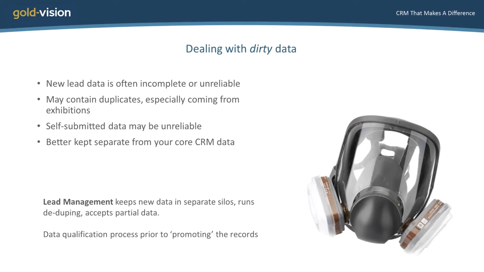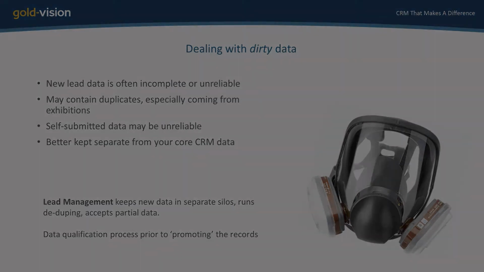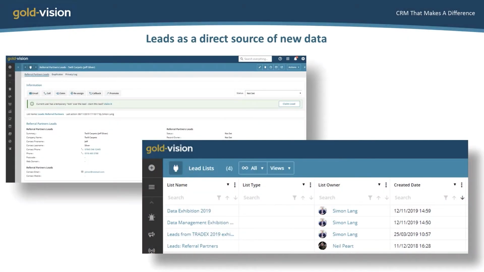Lead management keeps your data in separate silos away from your main data until you've had the chance to go through and review it and qualify it in or out. In this example, I've got several lead lists, including exhibitions that we've attended, and also I could use it for things like web inquiries. Behind that, you can see an example of an individual lead.